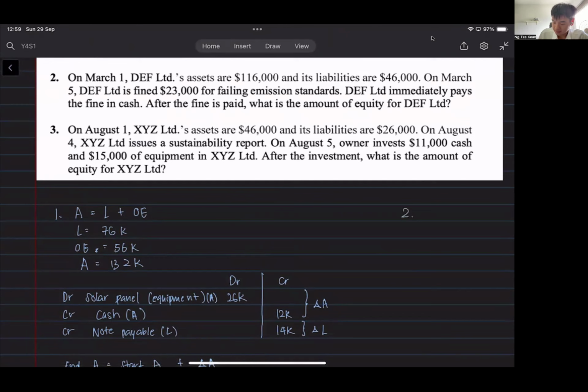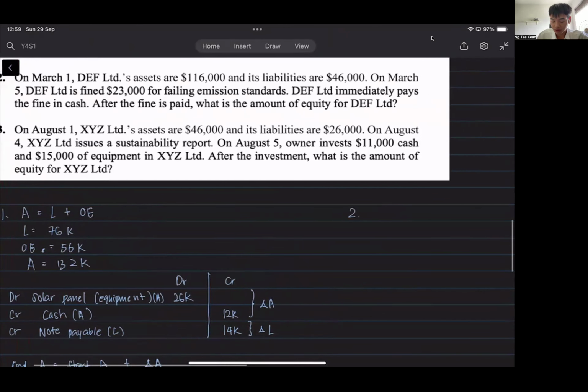And we are given the asset and liability, and we're told that the company is fined. So over here, I would take the fine as a legal expense. So we have to expense that off, and we are told that it's paid in cash, right, immediately. So cash will be reduced. And after the fine is paid, we want to find out the total amount of equity.